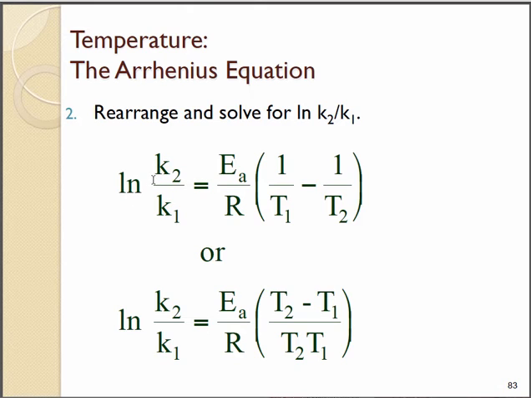K2 over K1, natural logarithm, equals the reciprocal of T1 minus the reciprocal of T2, Kelvin temperatures. Sometimes you'll see a negative right here, but if that's true, then these T1 and T2 will be reversed. It'll be the reciprocal of T2 minus the reciprocal of T1.